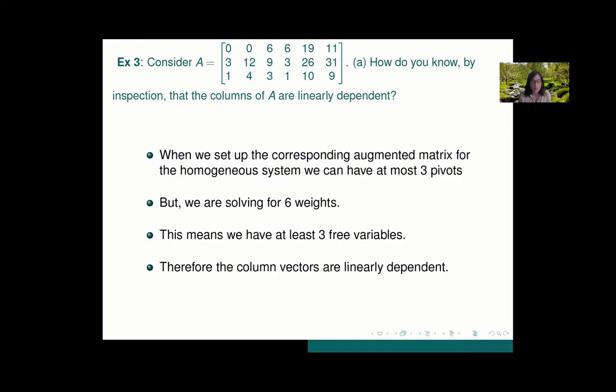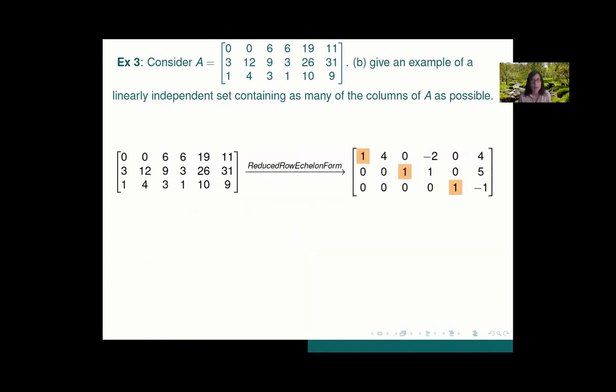In fact, if you have a set of more than n vectors in Rn, the set will always be linearly dependent for this exact reason. The next part of this question asks us to give an example of a linearly independent set containing as many of the columns of A as possible. Think about which columns of A we should keep and which we should eliminate so that the matrix equation Ax equals the zero vector has only the trivial solution.